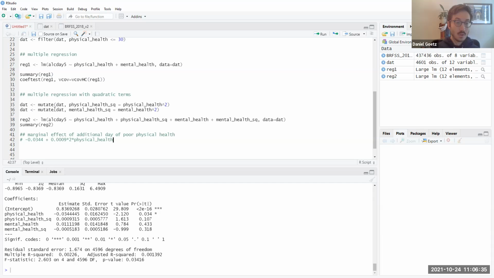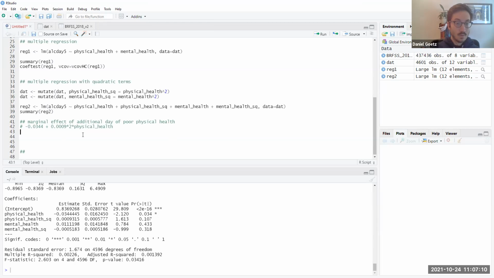Okay. So this is saying that there's this baseline negative effect of an additional day of poor physical health on number of days spent drinking. But as you have more and more days of poor physical health, actually this positive term might start to take over. Okay, perfect. So we have a quadratic shape, but it's a U shape, right? So it's sloping upwards as x increases more and more. Okay, good. So that's our interpretation of the coefficient.